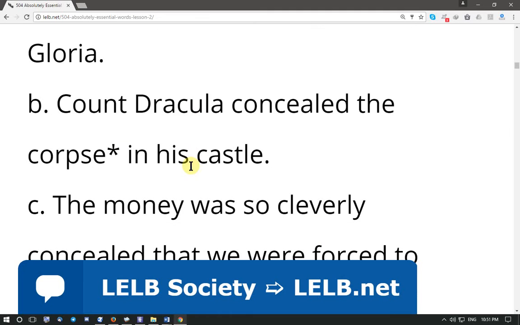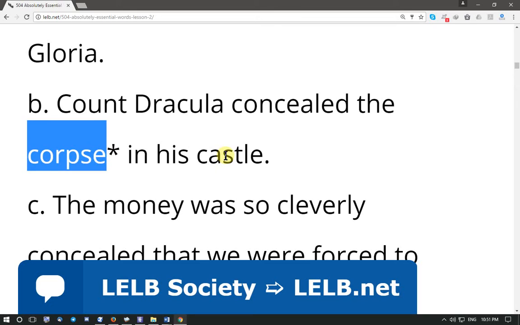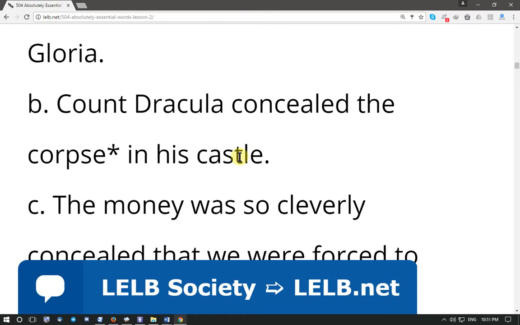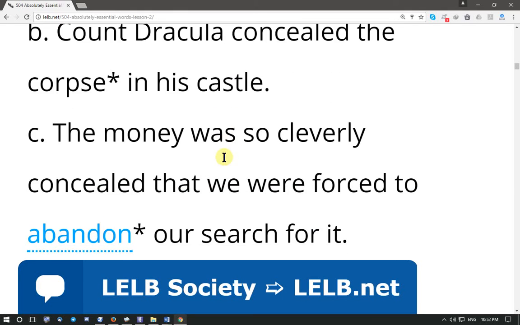So the vampire concealed or hid. Remember, the past tense of hide is hid the corpse or dead body in his castle. And remember, castle, the T is not pronounced. T is silent.